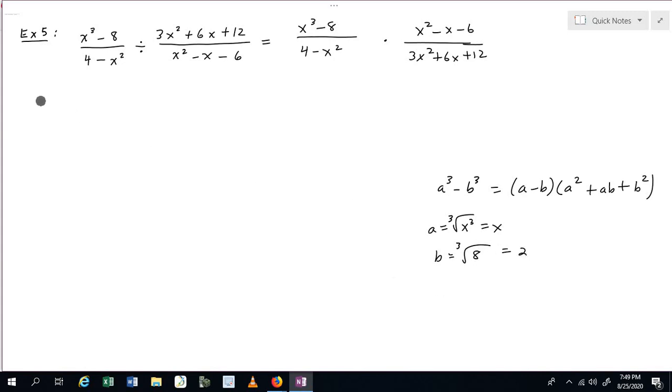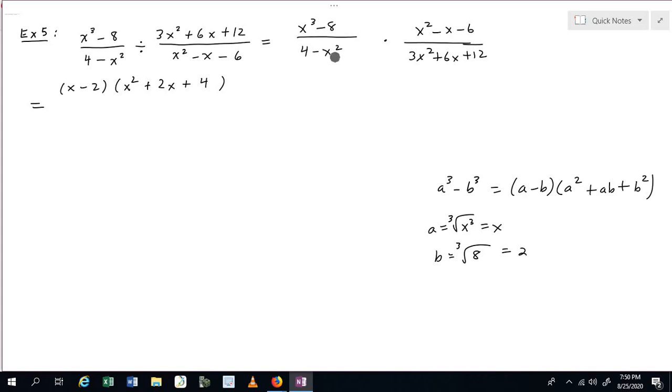So this should factor into x minus 2 times x squared, and then x times 2. I'm going to change the order of multiplication and call it 2 times x. Order doesn't matter when you multiply. And then b squared, so 2 squared, which is just 4. So that's how this factors.